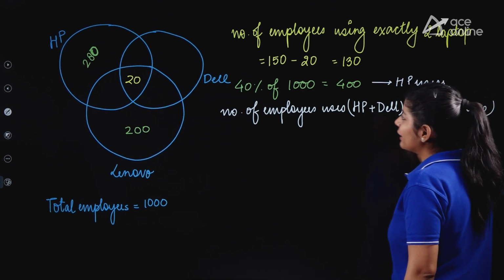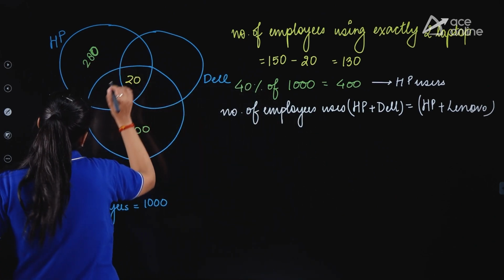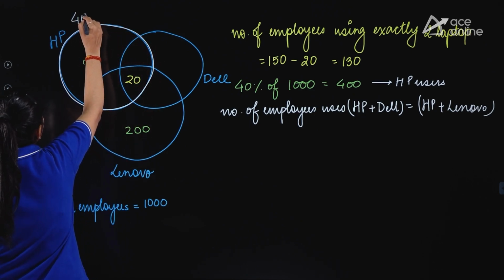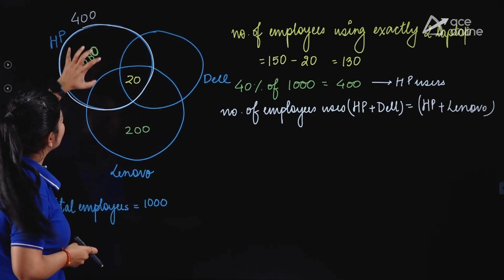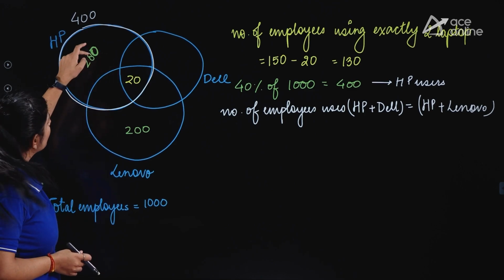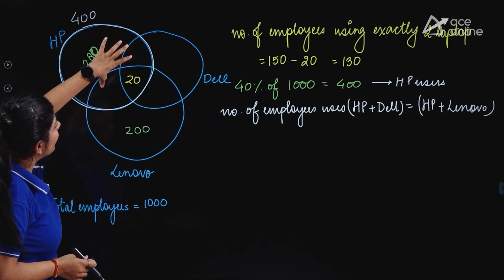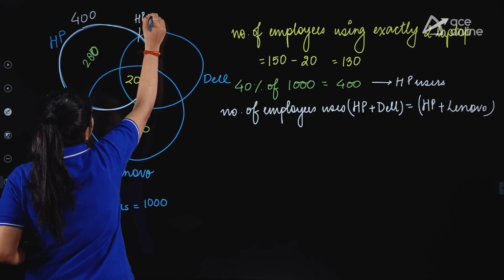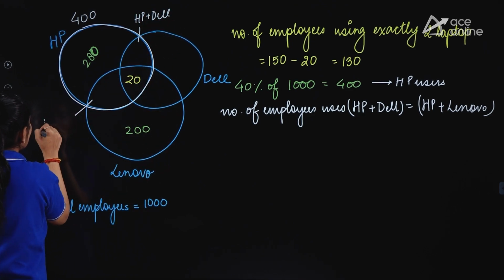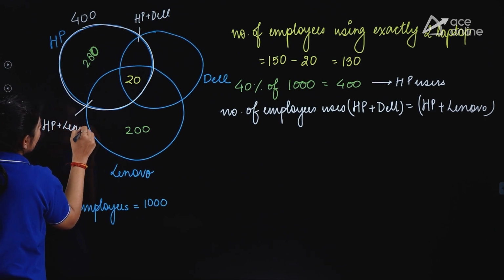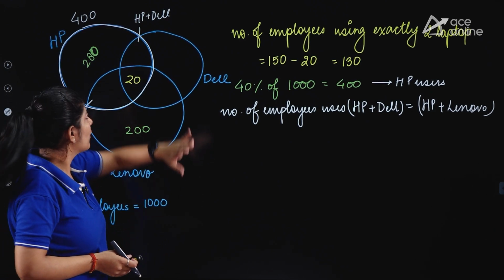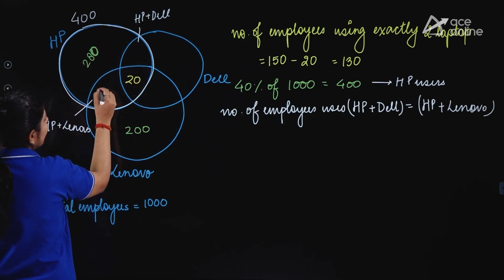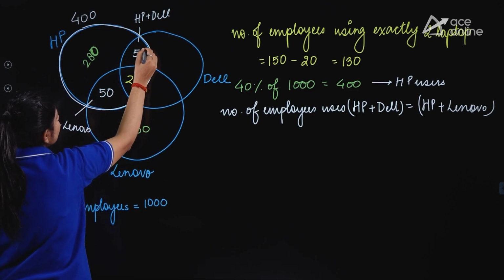Okay, so we know that the value of this complete circle is 400, where the value of this one, 280 plus 20, is 300. So we are left with these two values, and this is nothing but HP plus Dell and this is nothing but HP plus Lenovo. The question says that the number of employees in both of these parts are equal and we have the 100 value remaining. So it is divided as 50 and 50.